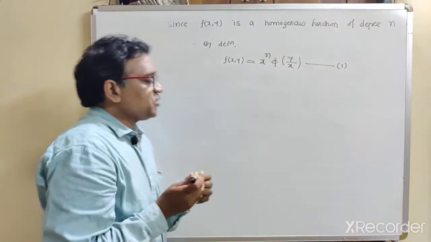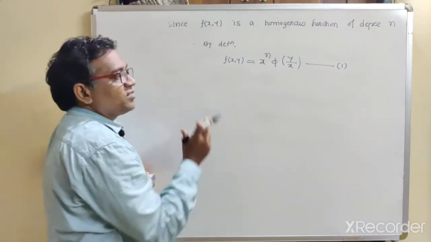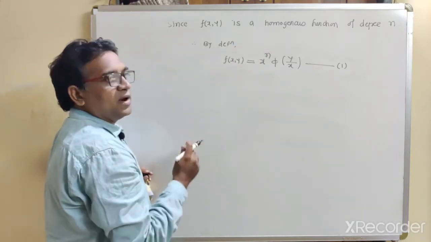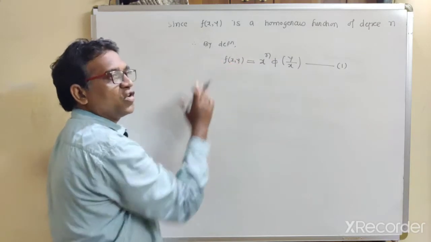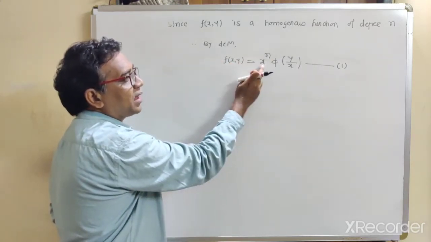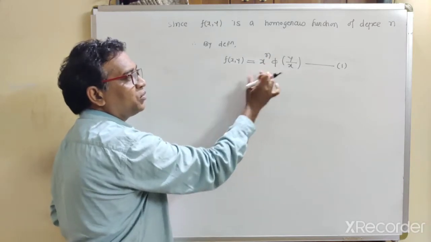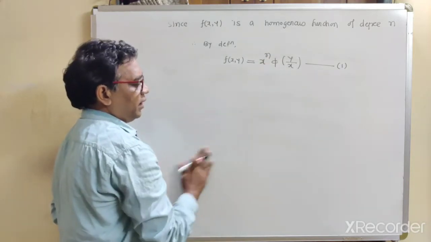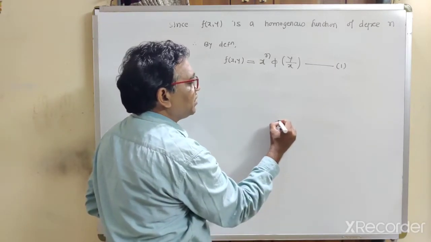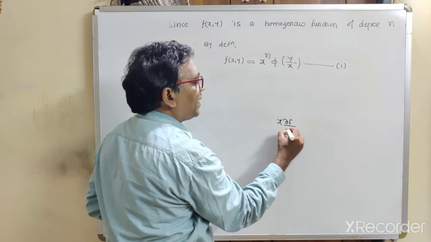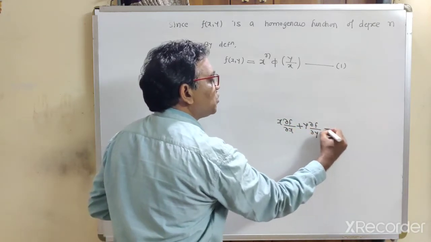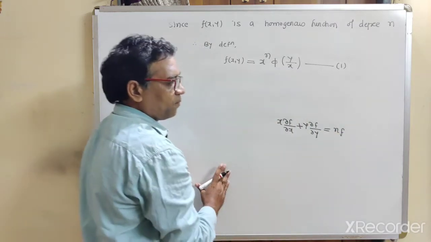So see what is given: f(x,y) is a homogeneous function of degree n. The definition says we can express f(x,y) as x raised to n into phi of y by x. Now we want to show that x into del f by del x plus y into del f by del y is equal to nf.